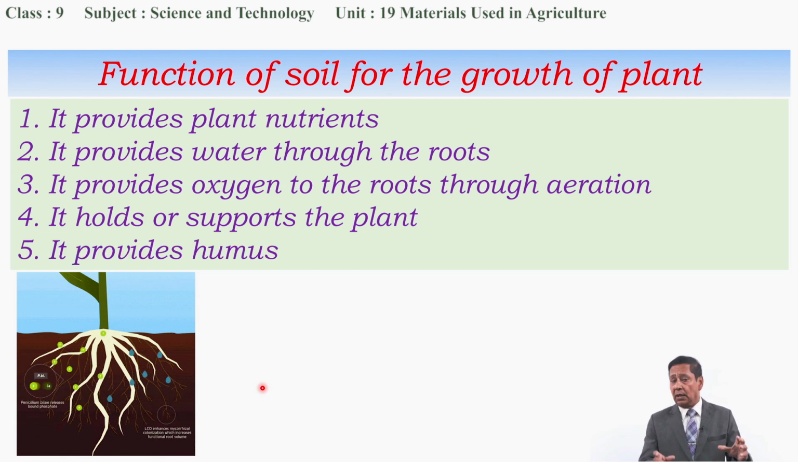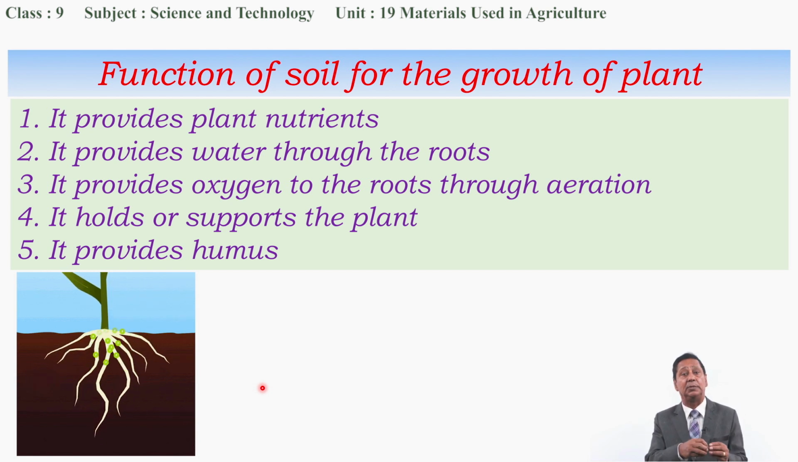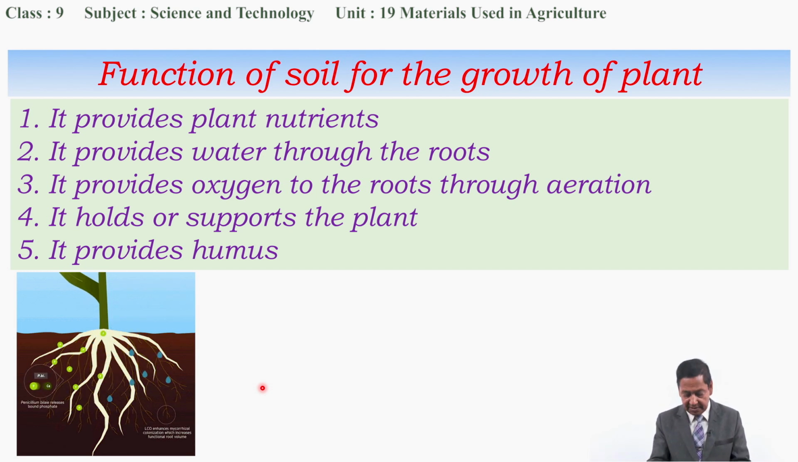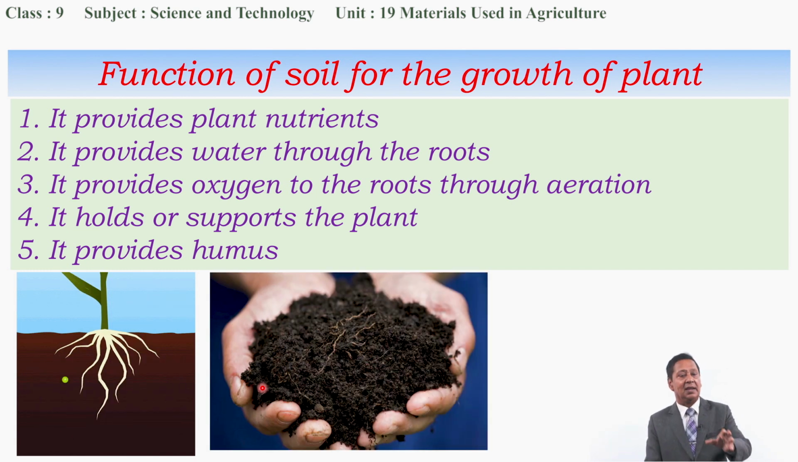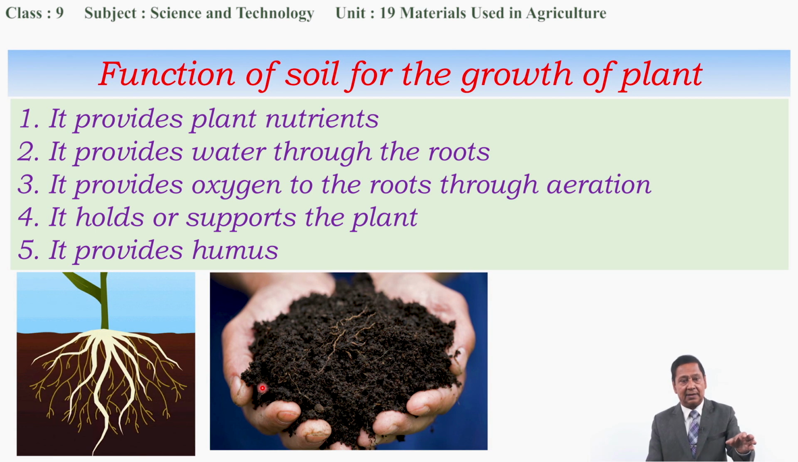Another function, it provides humus. Do you know what is humus? Humus is made by the organic substances. I mean to say, when organic substances like animal dung and plant residue decompose, then it forms a dark colored sticky substance that is called humus, which appears like this. And this humus is rich in organic substance, and this is very useful for the good growth of plant. That's why soil provides this to the plant, and this is one of the important function of soil.